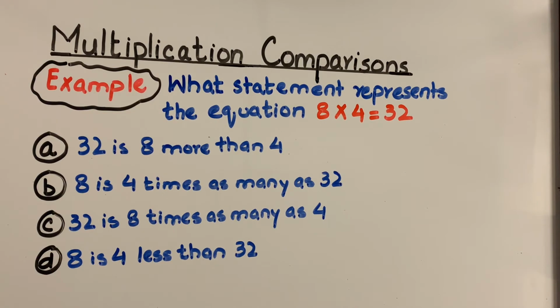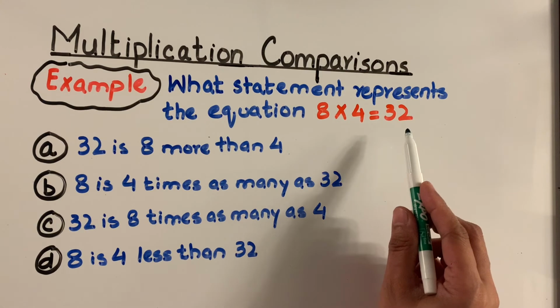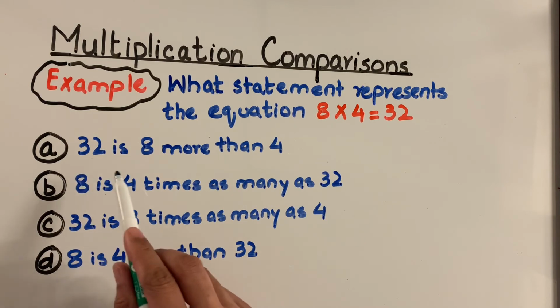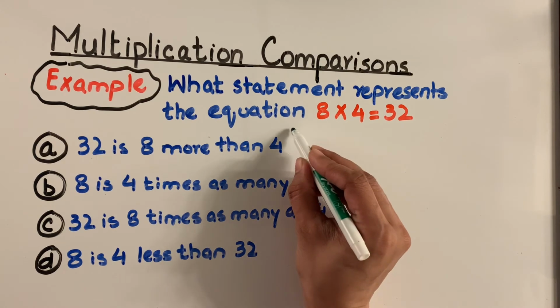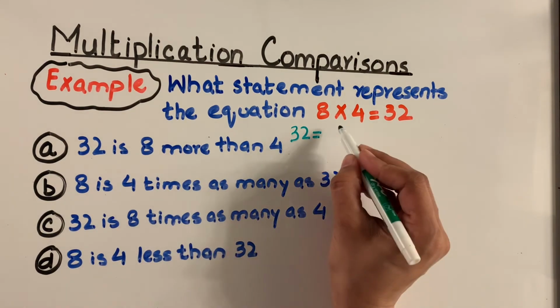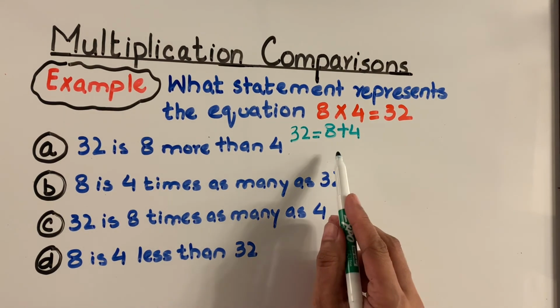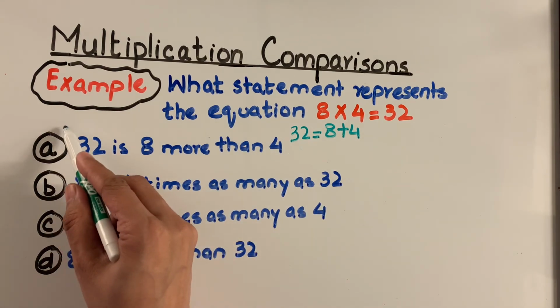Let's do an example together. What statement represents the equation 8 times 4 equals 32? Here we have 4 options, A, B, C, and D. We'll check all options one by one. Start with option A. 32 is 8 more than 4. What does this mean? Let's write here. 32 equals 8 more than 4. 8 more than 4 means 8 plus 4. 8 plus 4 is 12, which is not equal to 32. This is incorrect, so I'm going to rule out this option.